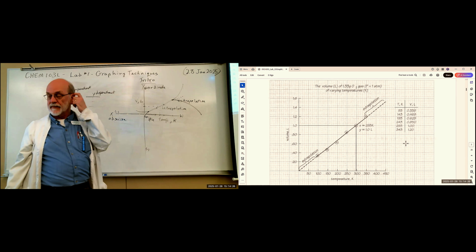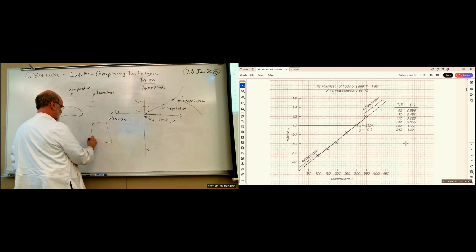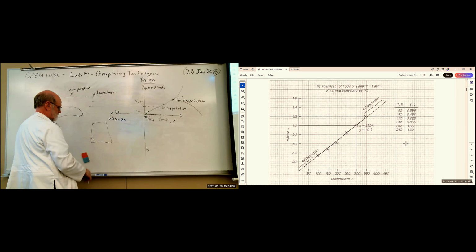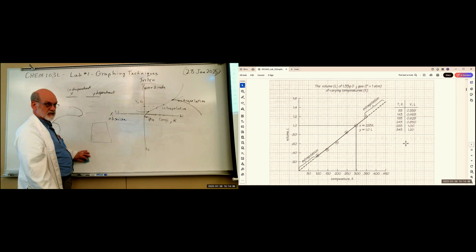Now, I've seen graphs turned in on a piece of paper. They were like this. I mean, that's not much use.